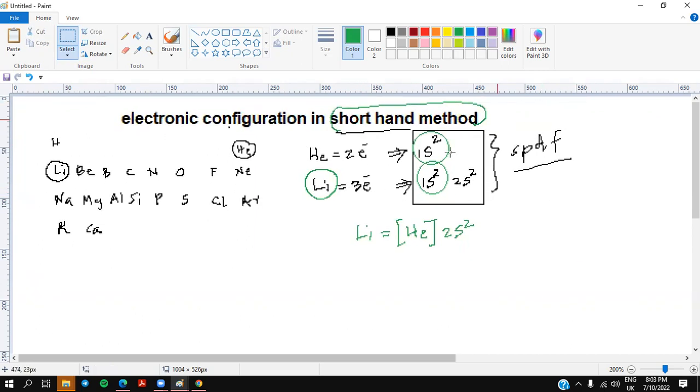How can I explain this? When you write shorthand method of electronic configuration, you have to check the electronic configuration of a given element. When you take an electronic configuration of an element, its electronic configuration has a part in it which represents the electronic configuration of its preceding noble gas. Preceding noble gas means noble gas which is coming behind.